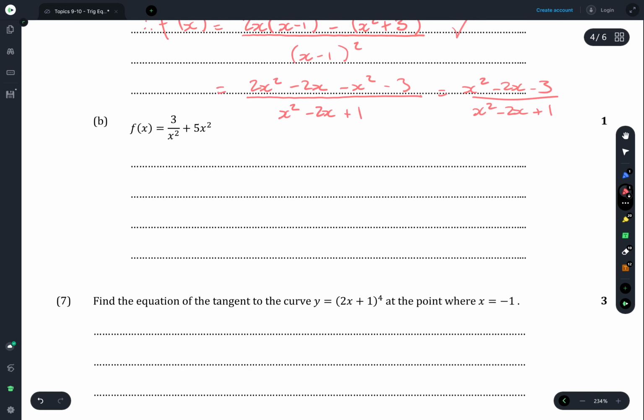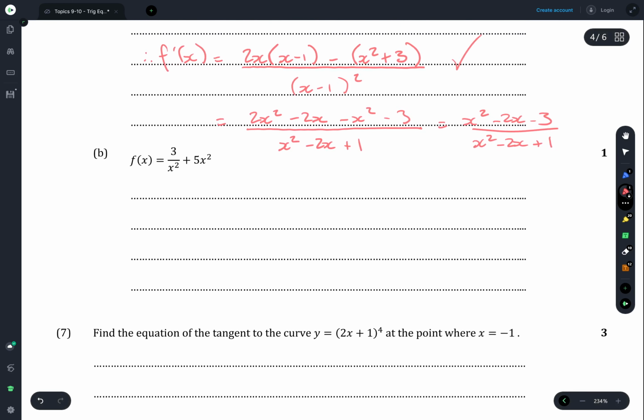Going into our next question. So you might see this and immediately think quotient rule again, but what we can use is the index laws to make things a bit quicker. So we can rewrite f(x) to be 3 times x to the power of negative 2 plus 5x squared.